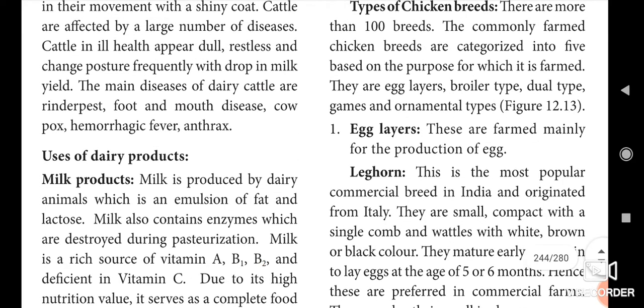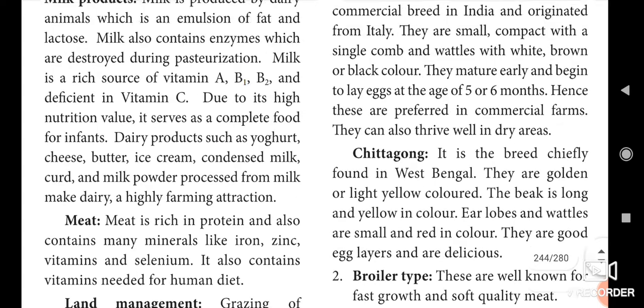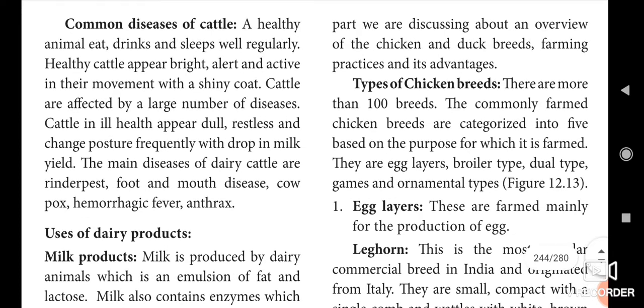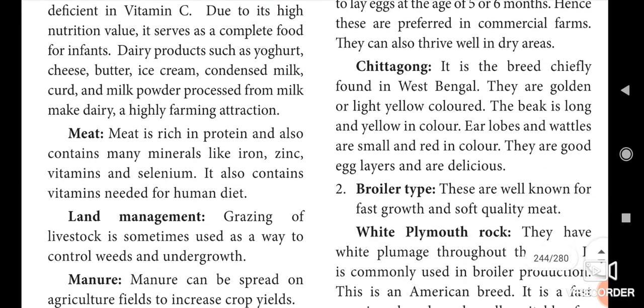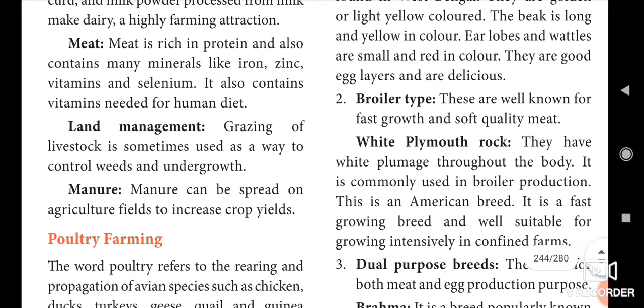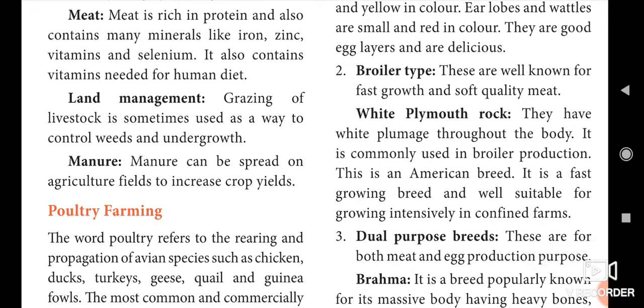So egg layer consists of two types of chickens. What are they? Leghorn and Chittagong. Leghorn originated in Italy and Chittagong originated in West Bengal. Okay, next we see about the broiler type.